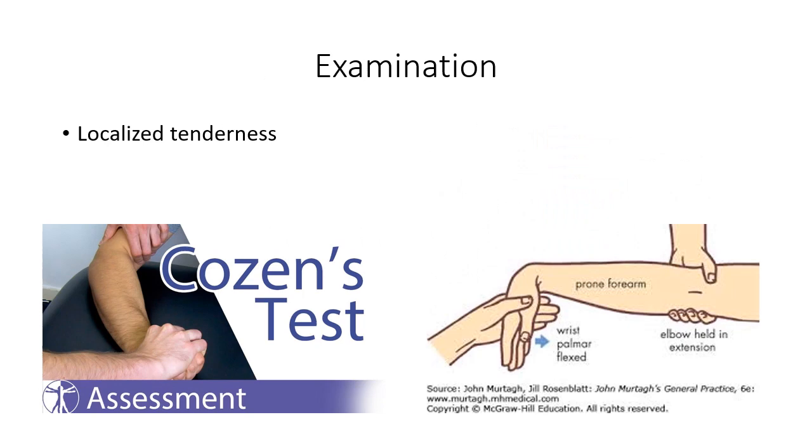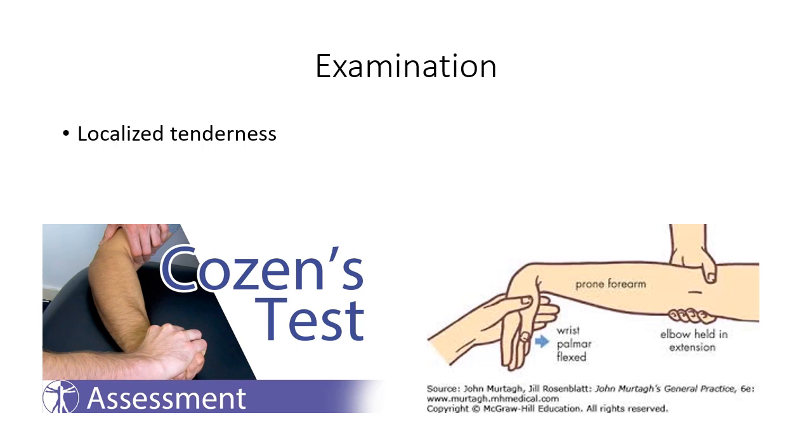Every physical examination starts with look, feel, move, special test. So while doing the feel, the patient has localized tenderness over the lateral epicondyle. In the special tests, we are going to do Cozen's test, in which the forearm is kept pronated and the wrist is radially deviated. The patient will do active extension of the wrist, and the examiner is going to resist this movement; the patient will feel pain and weakness. The pain will be mainly in the lateral epicondyle area.